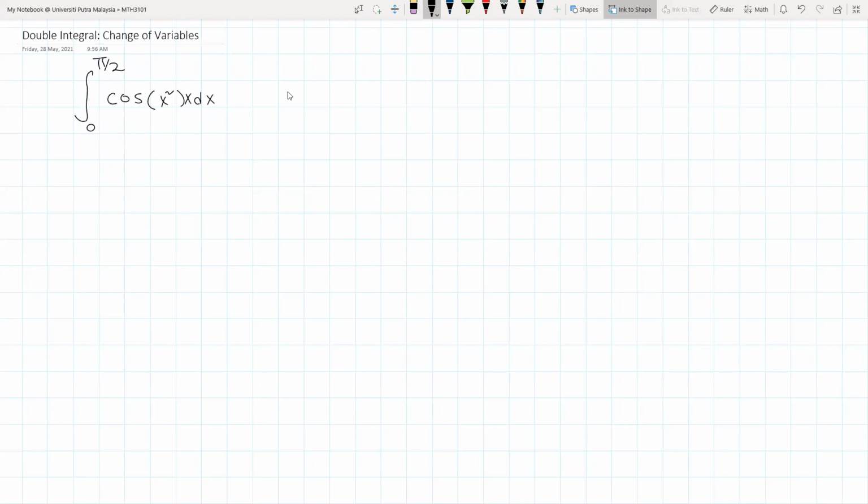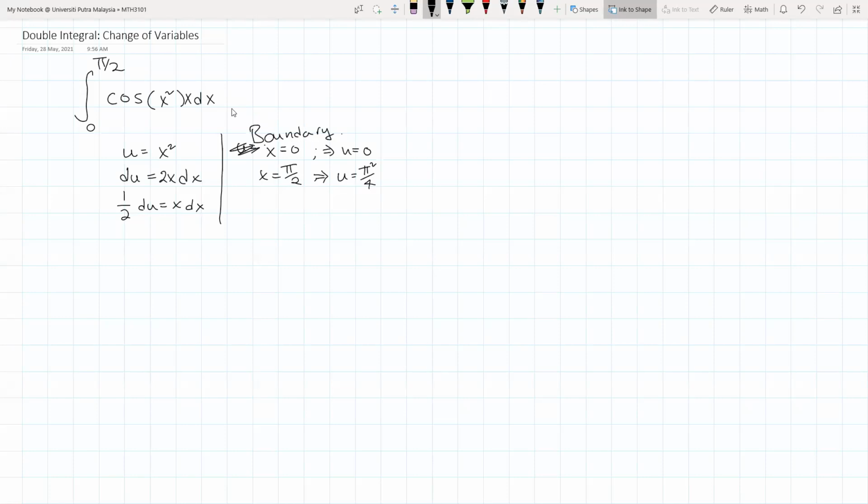So what you did is you say u equals x squared, therefore du equals 2x dx. And then in this case, x dx is just 1 over 2 du. You also say that when x equals 0, because this is the boundary, u also equals 0. When x equals pi over 2, u equals pi squared over 4. So this is the boundary.